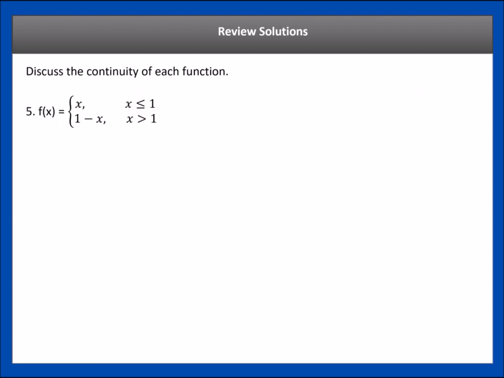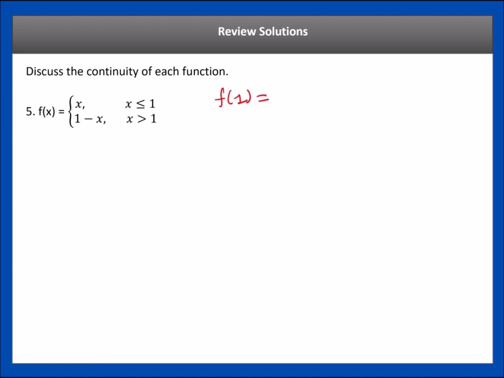All right, so discuss the continuity of each function. We have a piecewise function, and we want to determine if it's continuous. Again, we could graph it, or we could just use the calculus to help us do this. We want to figure out if it's continuous at 1, so let's ask, what is f of 1?